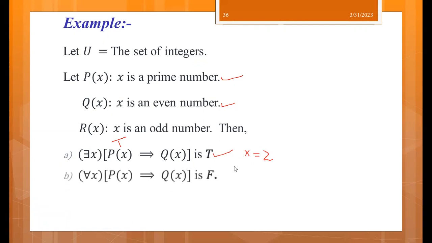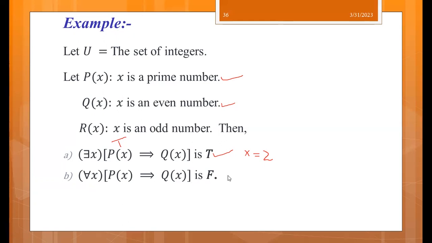The second one is "for every x, P of x implies Q of x". This is a false statement. We know that because this is the universal quantifier. For a proposition quantified by the universal quantifier to be false, it is sufficient to obtain at least one integer which makes P of x implies Q of x false.